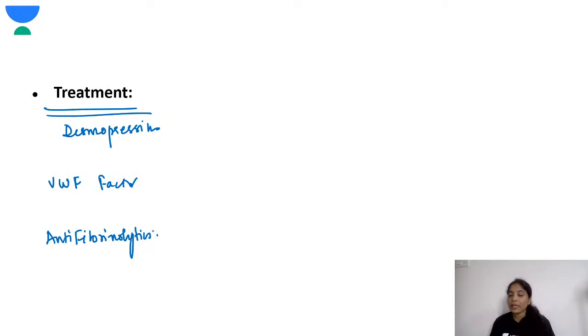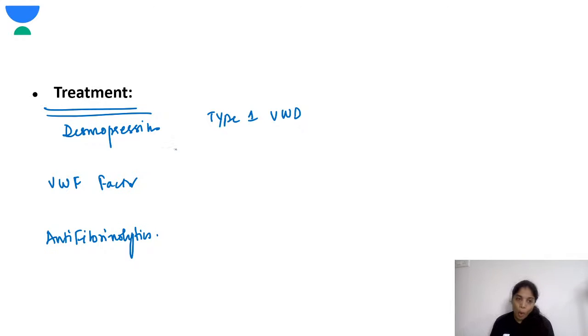Now tell me, desmopressin is used where? Always remember desmopressin is used in a milder form of the disease, like mild hemophilia. Desmopressin is used in type 1, which is a mild form. So remember, desmopressin is for type 1 von Willebrand disease. Over here there are low amounts of von Willebrand factor, so in type 1 desmopressin is used.